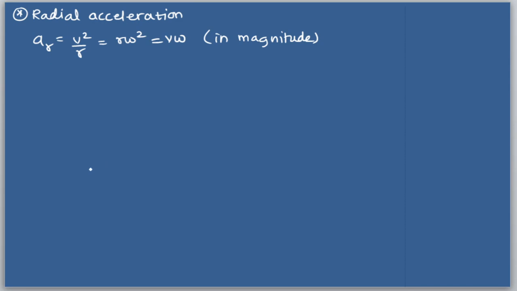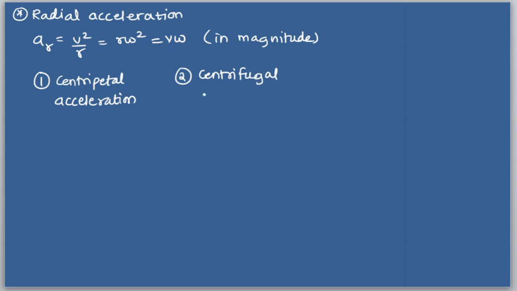Okay, radial acceleration is of two types. One is centripetal acceleration and another is centrifugal acceleration. All of us already know. Just write centripetal acceleration. Centripetal acceleration is the acceleration which is towards the center of the circle, along the radius and towards the center. And the second is the centrifugal acceleration. This is the acceleration which is along the radius and away from the center of the circle. Okay, make a list of formulae along with me.